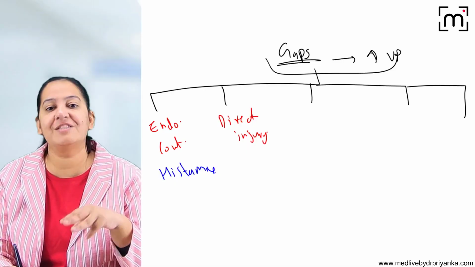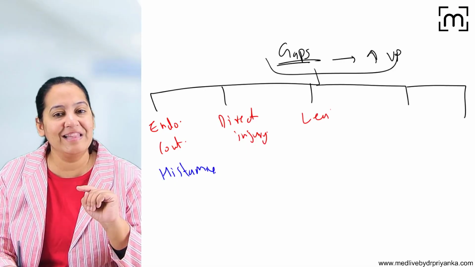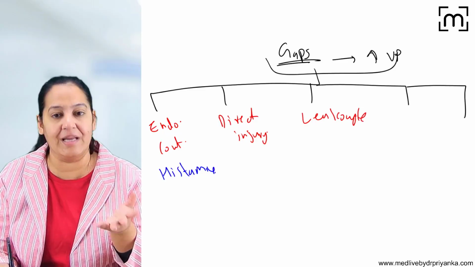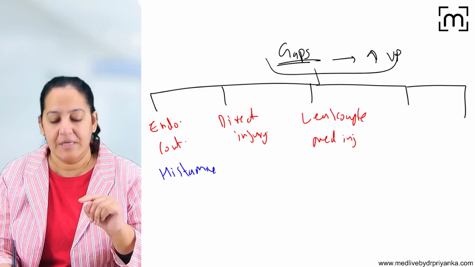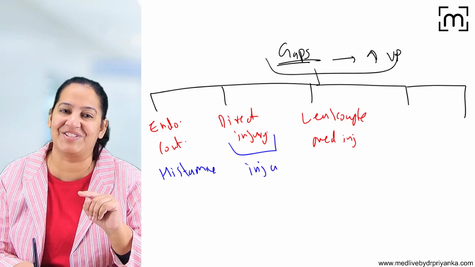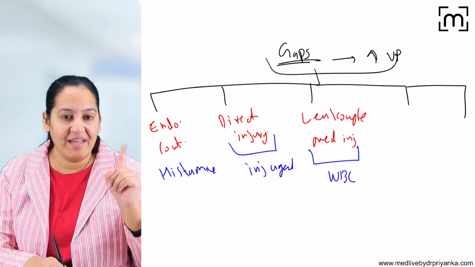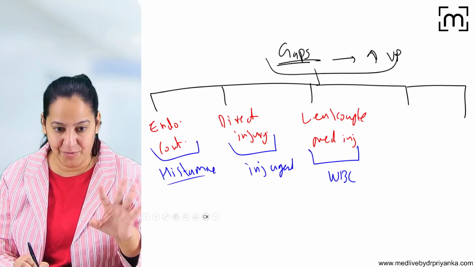Okay. The third is by the army. The gap is not created by a terrorist. It is created by the army. It is known as leukocyte. Leukocyte means WBC. Leukocyte mediated injury. So here the gap is created by the terrorist, I mean the injurious agent. And here the gap is created by the army, I mean the WBC. And here the gap is created by histamine. I hope you are getting it.